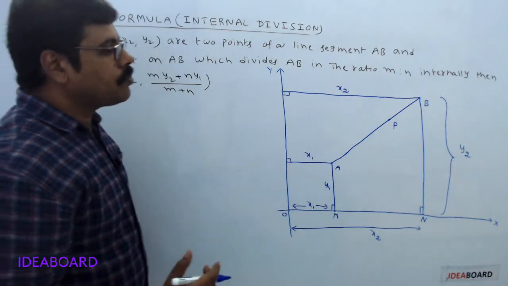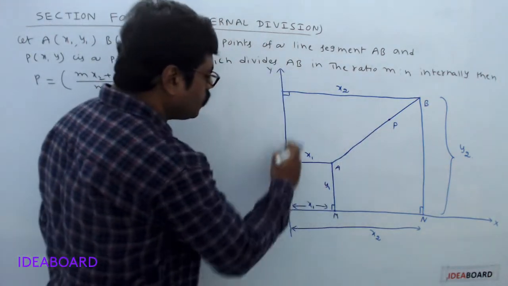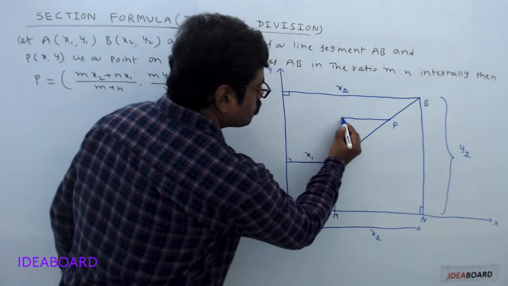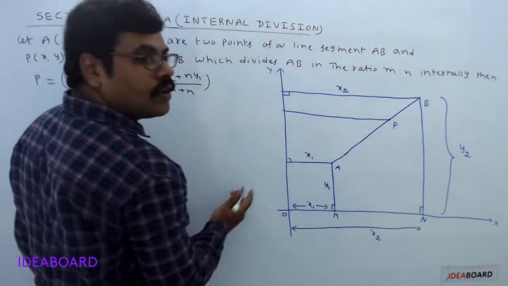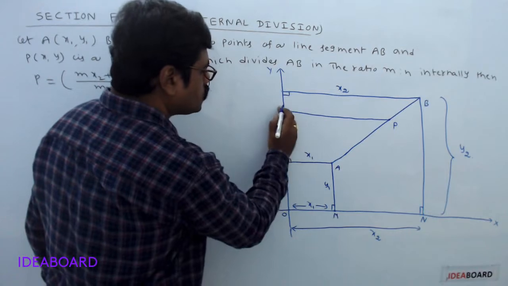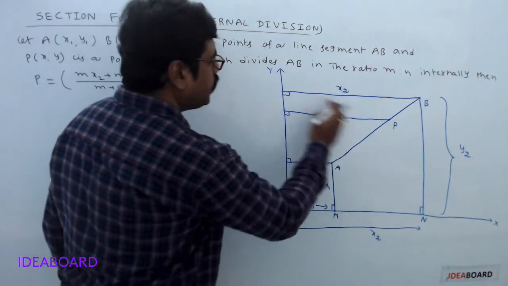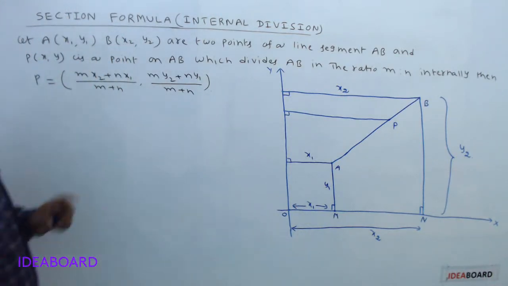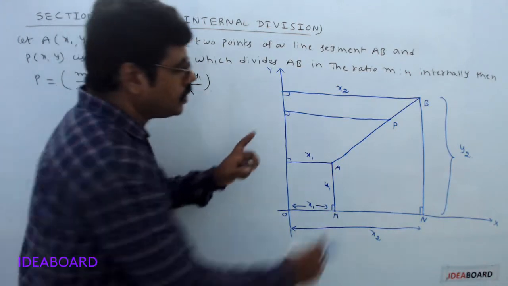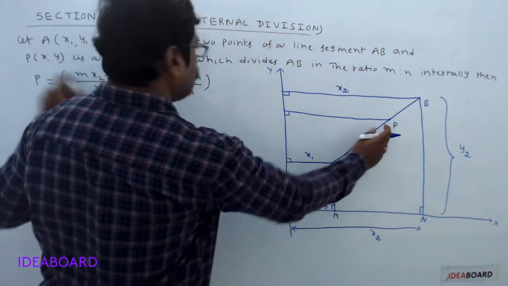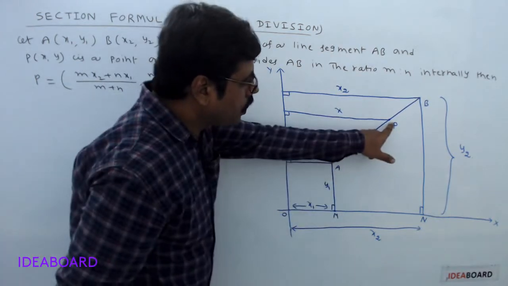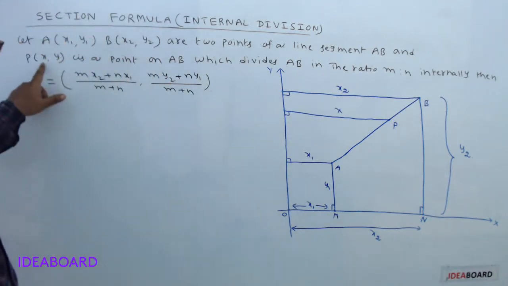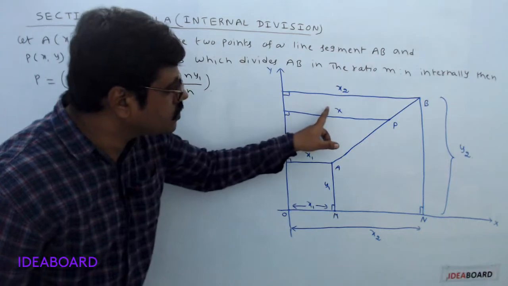Next, draw a perpendicular from the point P onto the y-axis. Now what are the coordinates of P? x, y. According to the definition of x coordinate, the distance from the point P to the y-axis is the x coordinate of P. Here the x coordinate of P is x, so this length can be taken as x.